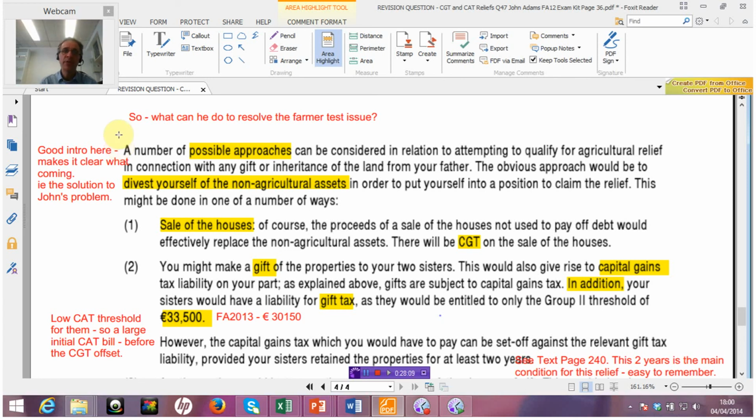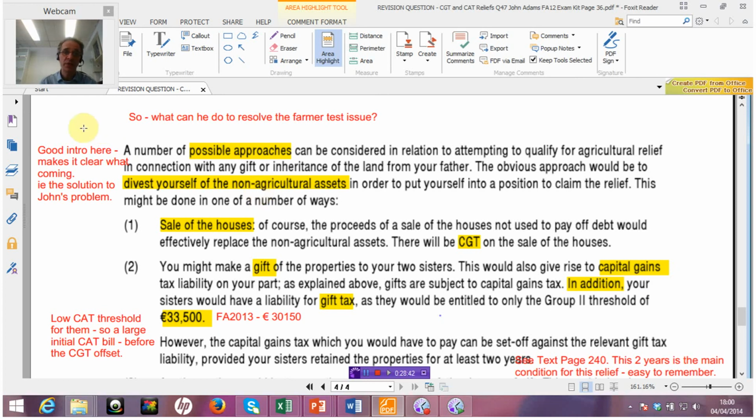Okay, so in terms of possible approaches, really they all center around this idea. If he doesn't hack it in terms of the 80% rule, then he needs to get rid of some of his non-agricultural assets. And by get rid of them, it can only be through a sale or a gift. So what they're asking you to do is outline the approaches, but also give the tax impact of those approaches.